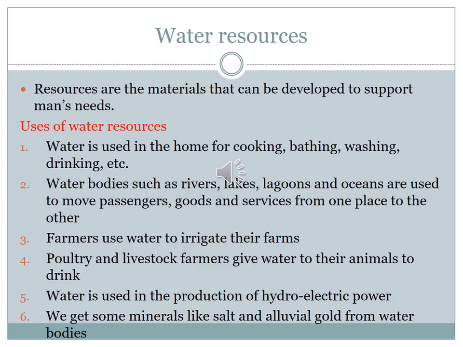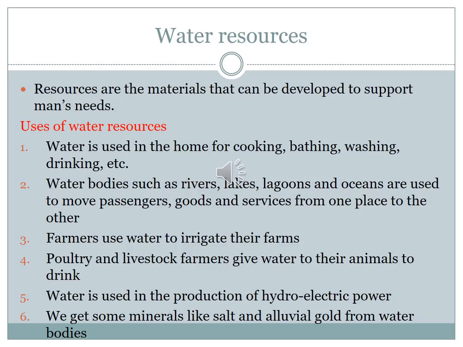Number 4, poultry and livestock farmers give water to their animals to drink. Without water, how would poultry farmers manage the poultry? If you have ever seen a poultry farm before, or maybe you live close to one, or maybe your parents are even poultry farmers, have you seen that they give water to their chicks to drink? Without water, how would they manage the birds that they rear? Without water, how would the livestock farmers, talking about the farmers who rear goats, sheep, cow, or cattle, be able to give water to their animals to drink? All the animals will die. So you see, water is very important. It is a good resource.